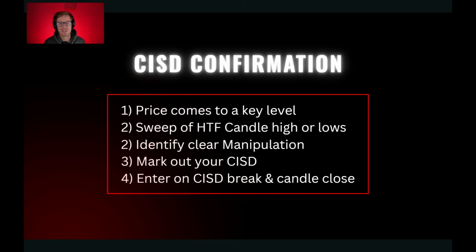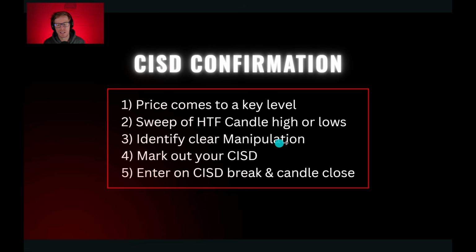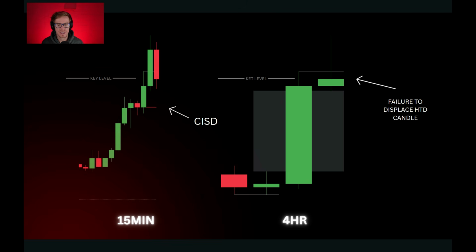The key to CISD confirmations are: number 1, price comes to a key level; number 2, sweep of the higher time frame candle high or low; number 3, identify clear manipulation; number 4, mark out your CISD; and number 5, enter on CISD break and candle close. Here are some more examples so you can get a better understanding.